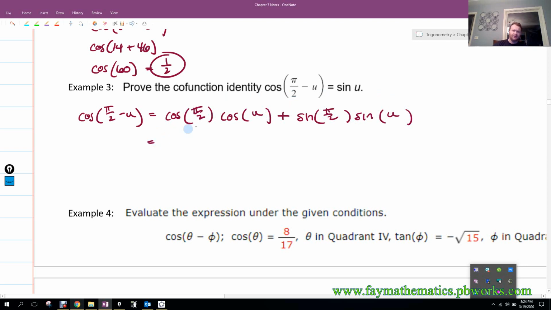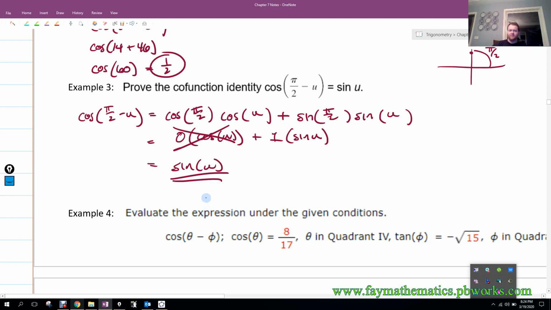And the nice thing here that happens, what's the cosine of pi over 2? What's the cosine at that point right there? That's pi over 2, right? What's the cosine or the x value? It's got to be 0. So that goes to 0 times cosine of u plus then, well, the sine of pi over 2, what's the y value of pi over 2? That's 1. It'll be 1 times sine of u. Those go away. 0 times anything is 0. So we get 0 plus 1 times sine u, which is just sine u. So we just have proven in an alternative way the cofunction relation between cosine and sine.